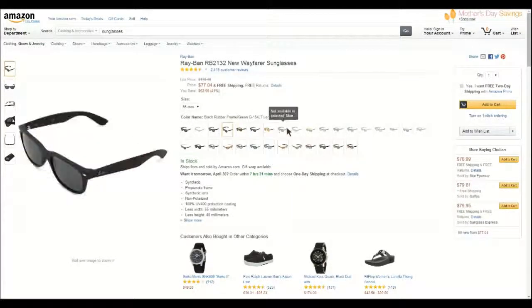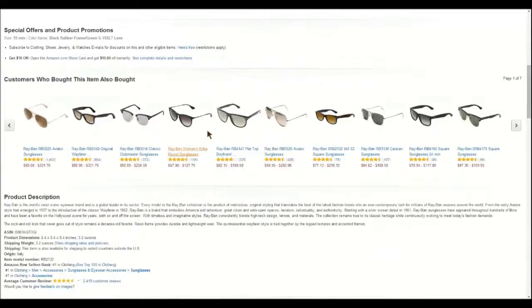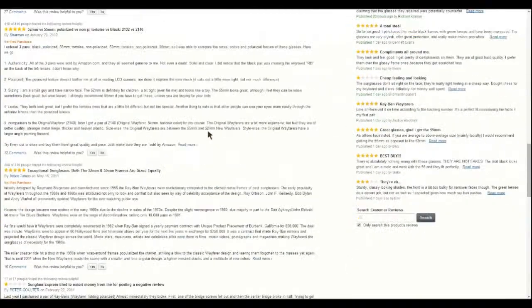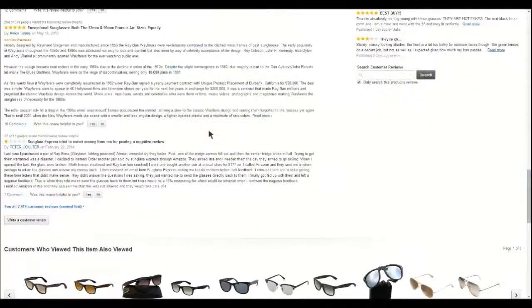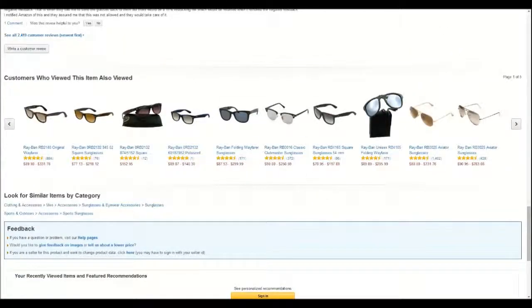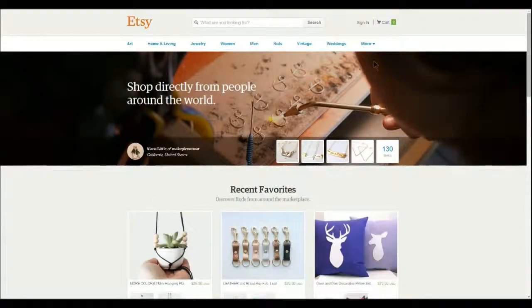They come in a bazillion colors, and then the page gives you associative relationships for what other people who bought these glasses also purchased, then some reviews, and then another associative relationships bar for what other people who viewed this item looked for afterwards. At Etsy, you get a much cleaner homepage.